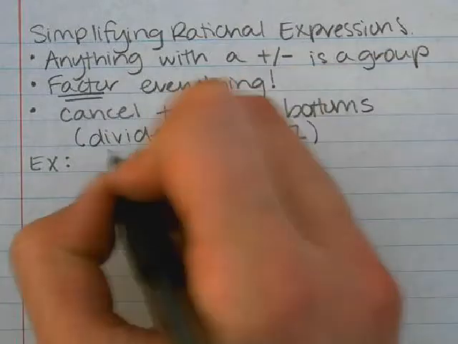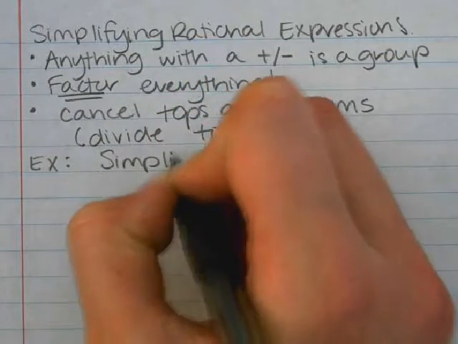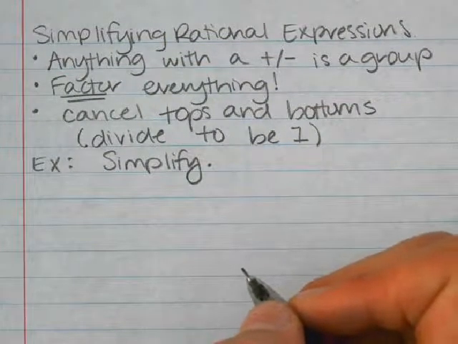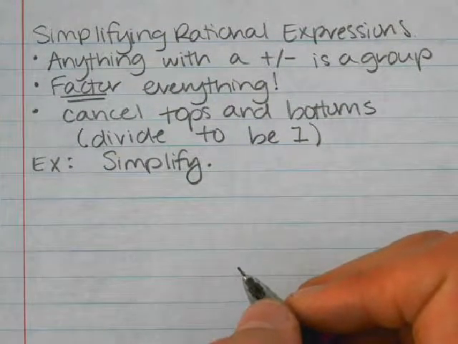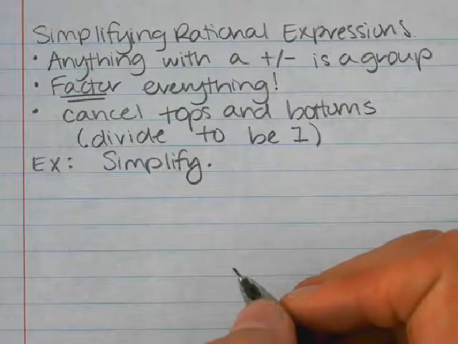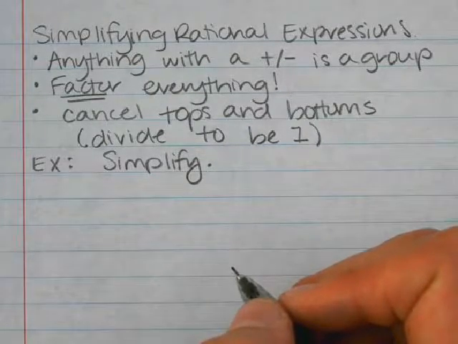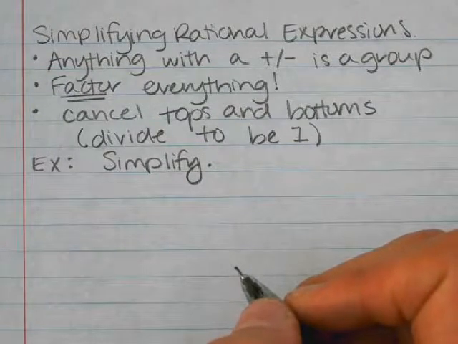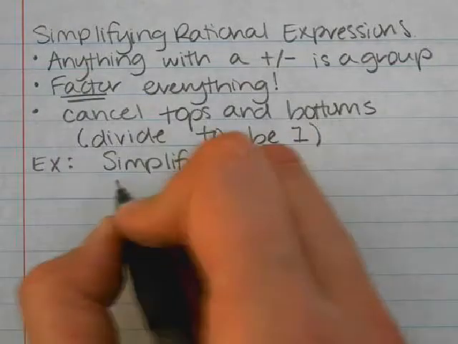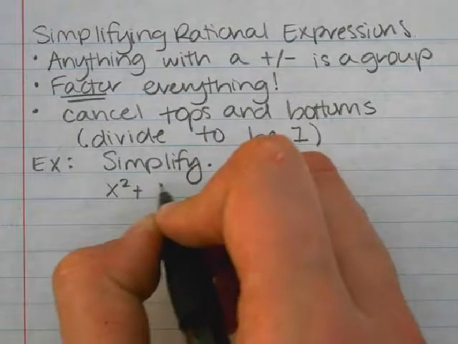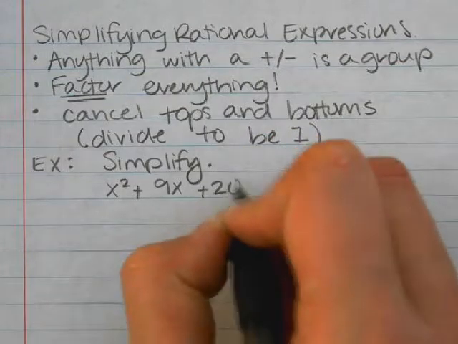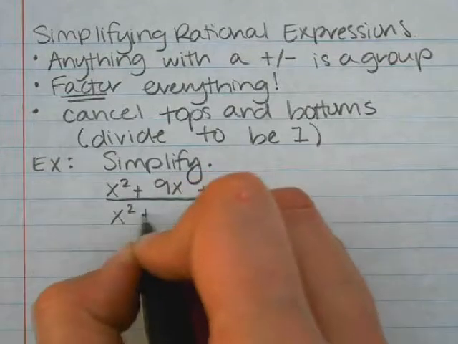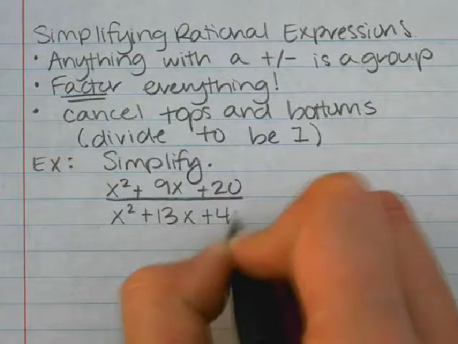And we're going to say that the instructions for this example are to simplify. And this unit is kind of a rough one because all the instructions say simplify, like throughout the entire unit. You're going to have to know how to simplify these different types of problems, okay? So that's why the cheat sheet will come in handy. So the problem we're going to look at is x squared plus 9x plus 20 divided by x squared plus 13x plus 40.